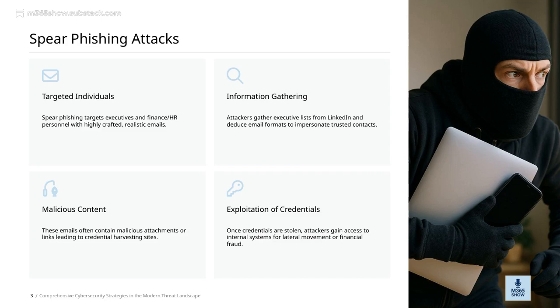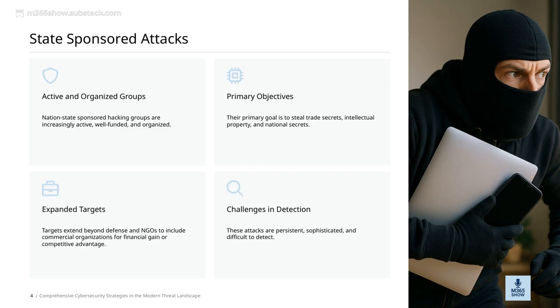Let's talk about state-sponsored attacks. These are some of the most persistent and sophisticated threats we face today. They are often quite difficult to detect because they operate covertly and use advanced techniques. One of the biggest challenges is that their targets are not limited to just defense and NGOs. They also include commercial organizations, which they target for financial gain or sometimes to gain a competitive edge in the market. Their expanded targets mean that almost any organization could be at risk, depending on what they might be able to steal.